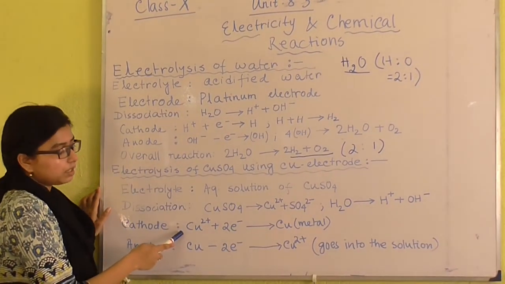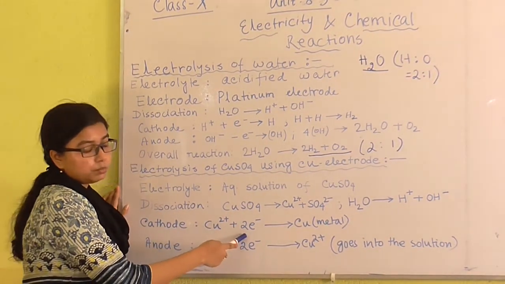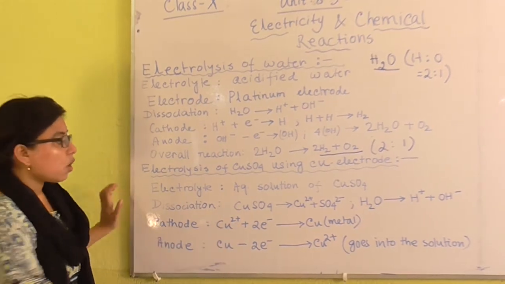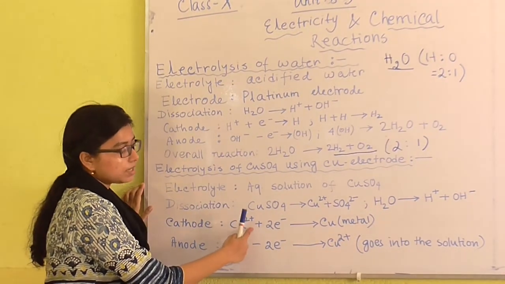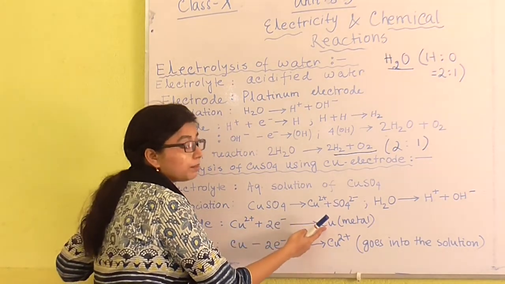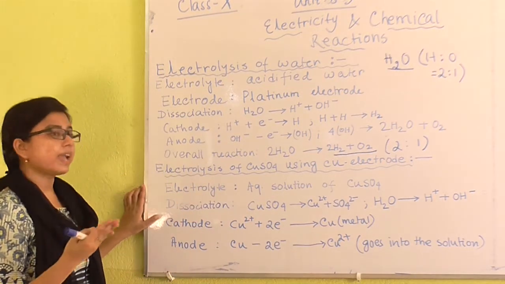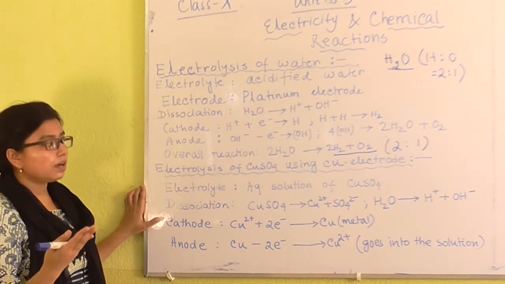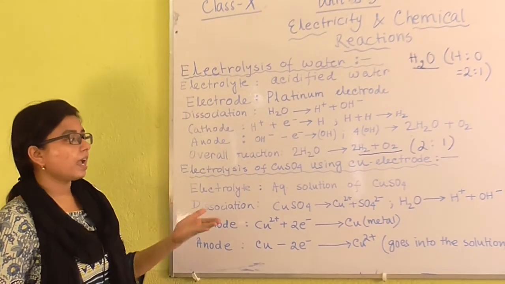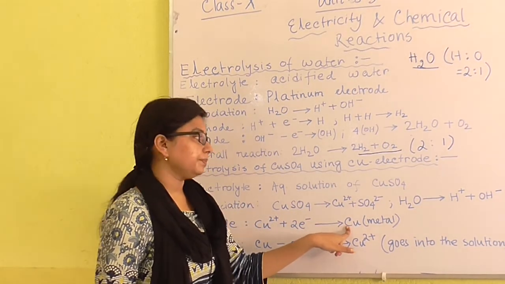Cu2+ ultimately will move towards the cathode, and it will consume 2 electrons because copper is divalent. Copper has 2 positive charges, so that's why it will consume 2 electrons, producing copper metal, and this copper metal will deposit over the cathode. So ultimately at the finishing of the process we can see that the weight of the cathode has increased due to deposition of the copper metal.